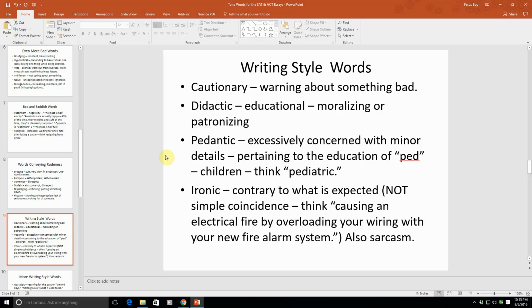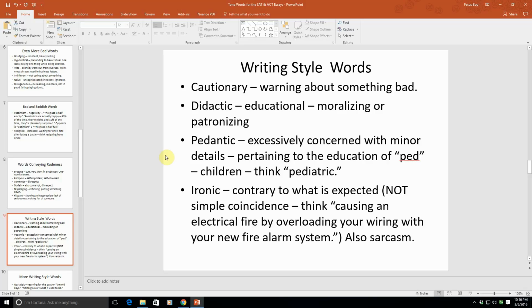Didactic, that's educational, especially in a moralizing or patronizing way. Hopefully you don't feel I'm being too didactic here. Pedantic is almost the same thing. It's excessively concerned with minor details. You can think of it as pertaining to the education of ped, like children, like pediatric is somebody who specializes in children's issues, like a pediatric doctor.